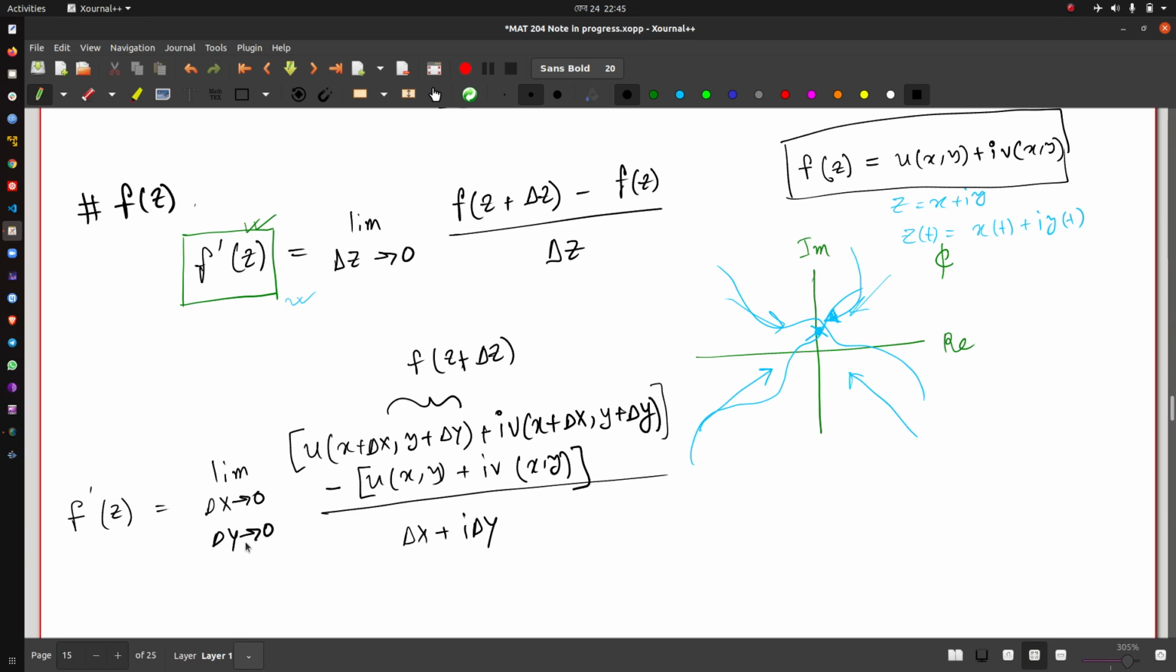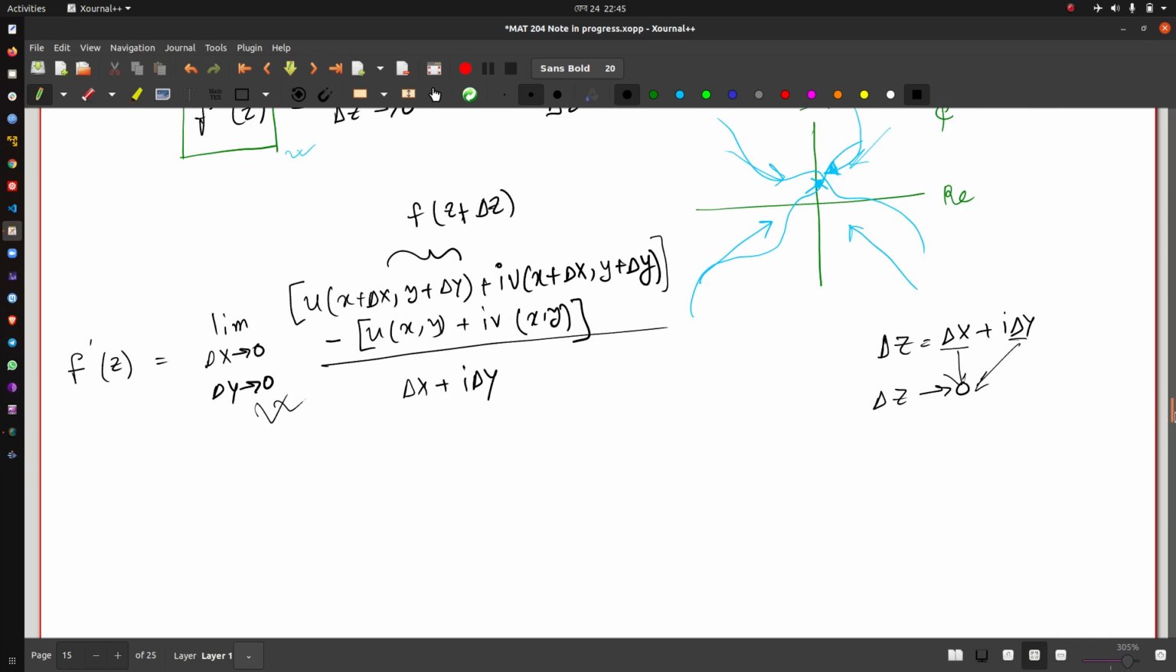And the reason I'm writing del x goes to 0 and del y goes to 0 separately is because del z is written as del x plus i del y, and when del z goes to 0, that means x and y both go to 0 separately. So that's the rationale behind writing it like this. Now we want to carry out this calculation using two different directions, and then we want to equate them.